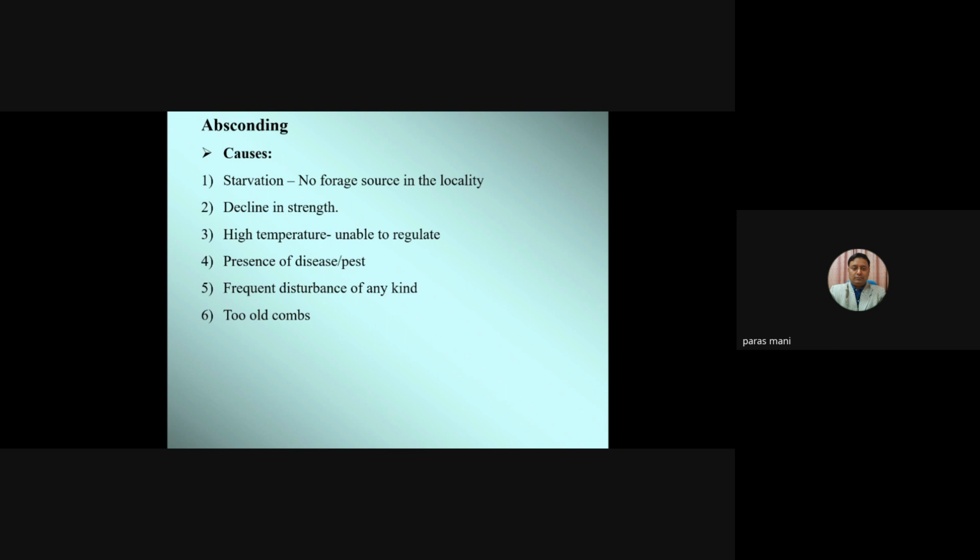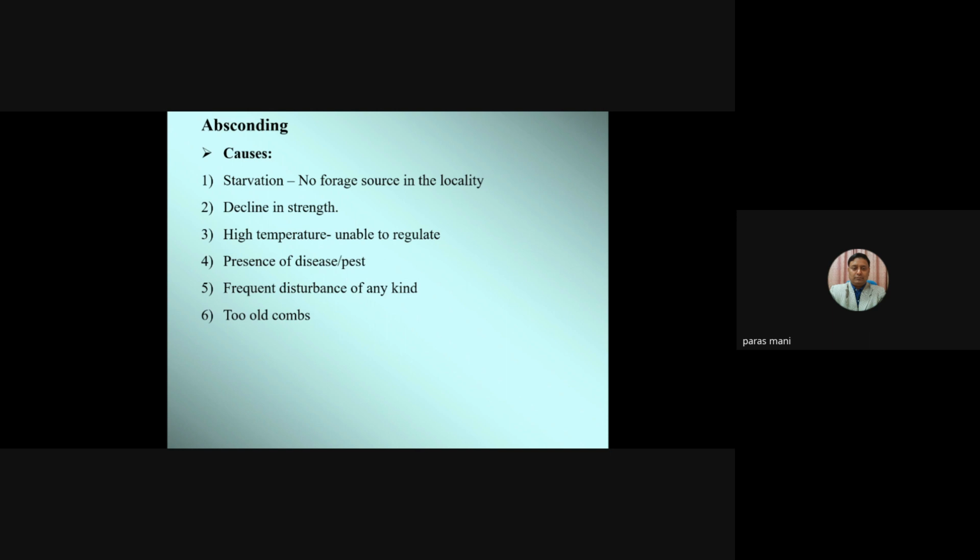Why do the bees abscond? Due to these reasons: starvation, no forage in the locality, and these are also the causes for failure of beehives. Newly hived colonies don't stay in the bee box, and these are all the main reasons. No storage of food, no forage source in the locality. There are no flowering plants in the locality. This may be during one season or maybe for a prolonged time. And decline.